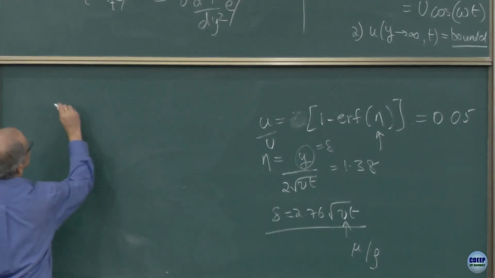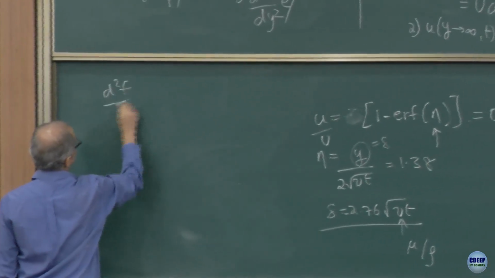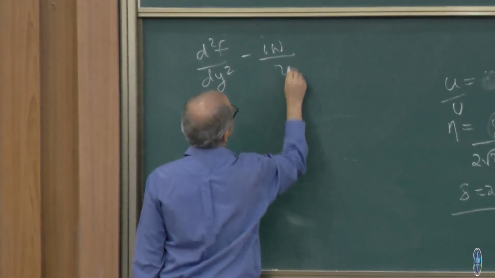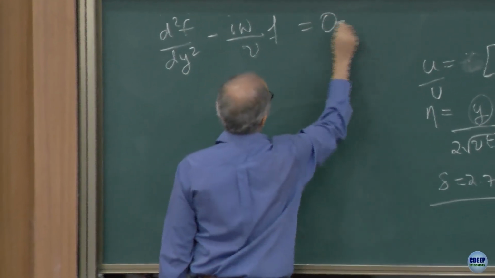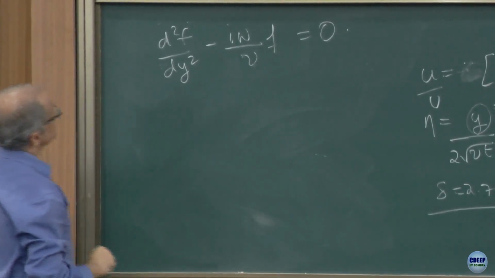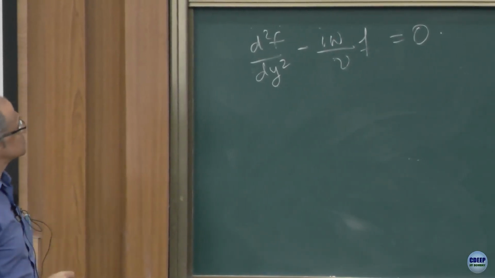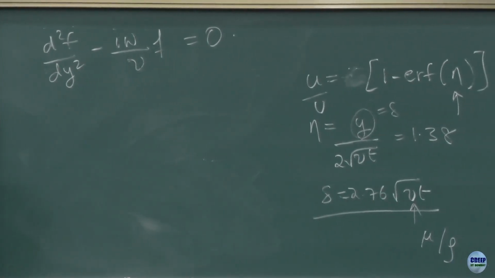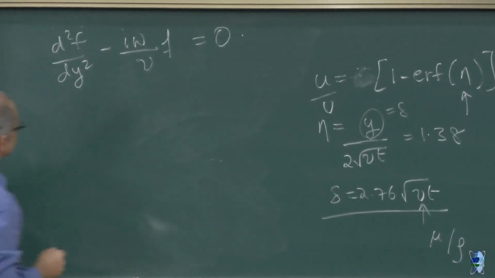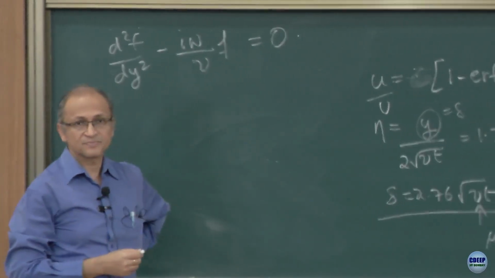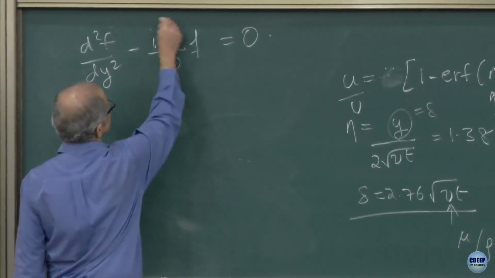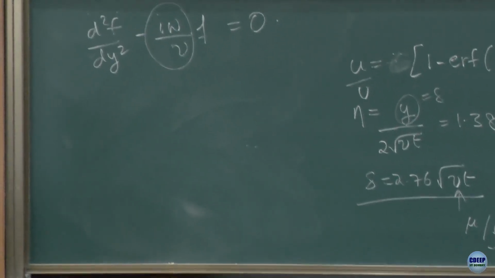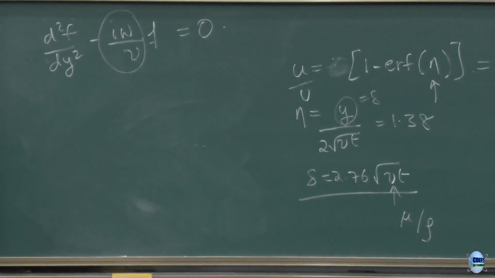So you can see that what we need is the equation d²f/dy² minus i omega upon nu times f is equal to 0. Right? So what is the solution of this equation? What type of an equation is this? Okay, this is just an imaginary number. It's an imaginary coefficient, but otherwise it's a constant coefficient, right? And how do we solve this constant coefficient type of an equation?